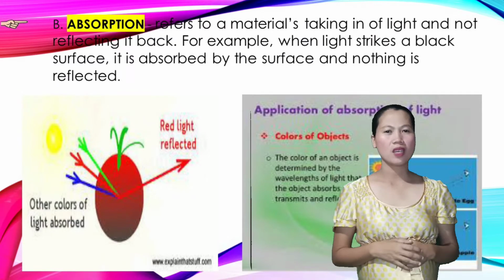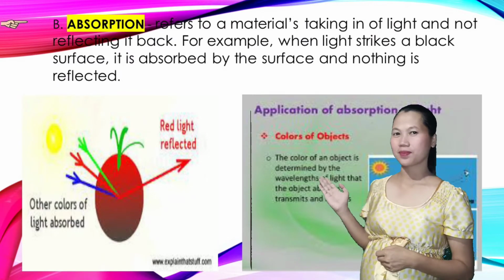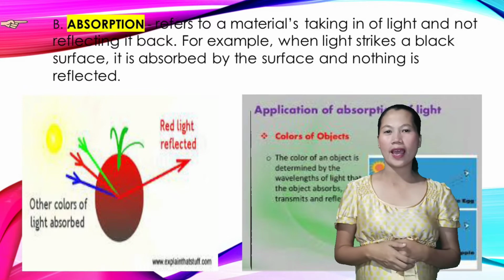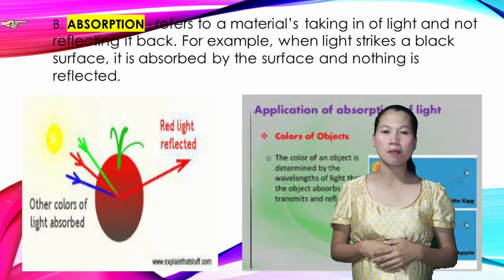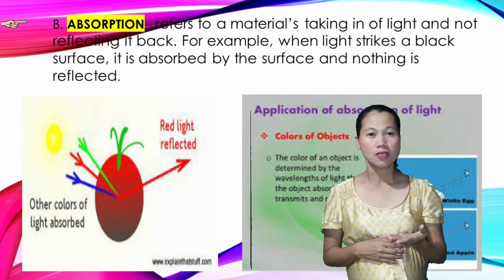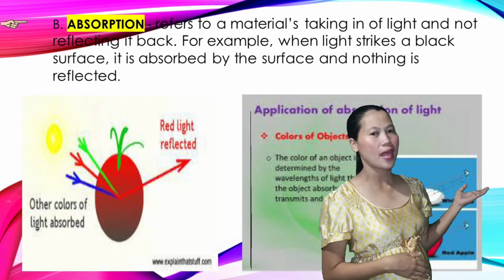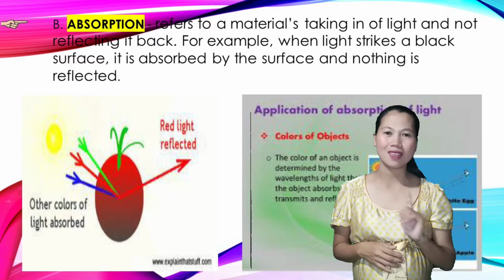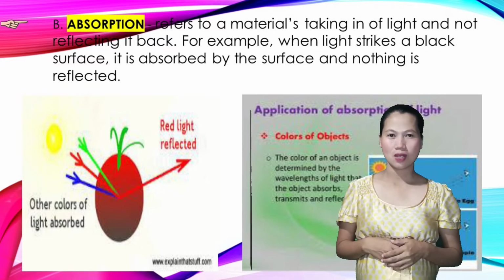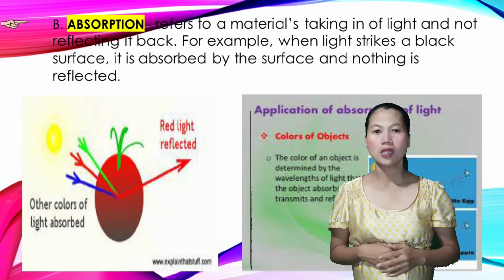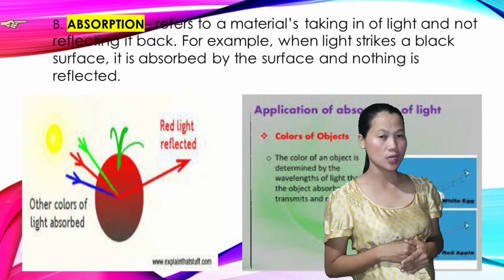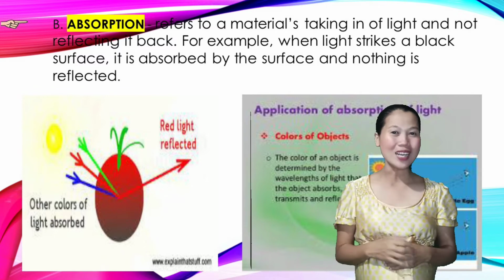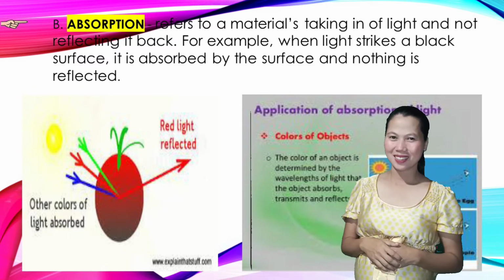What do you mean by absorption? Absorption refers to a material's taking in of light and not reflecting it back. For example, when light strikes a black surface, it is absorbed by the surface and nothing is reflected. What color absorbs most heat? Alright, it is color black.